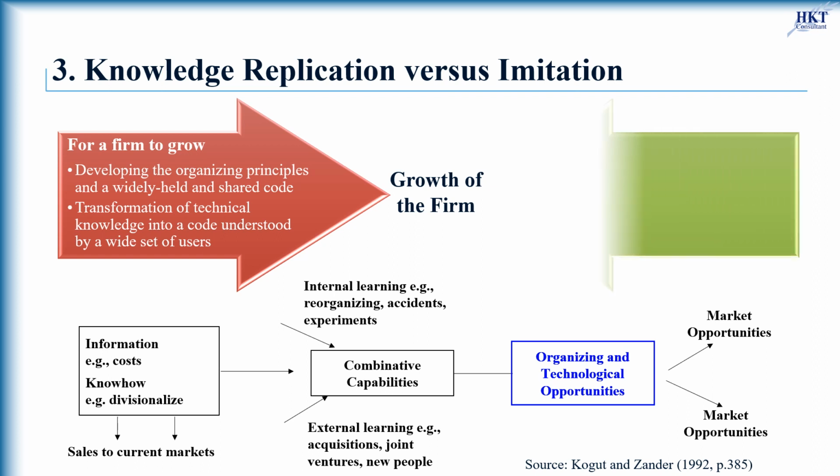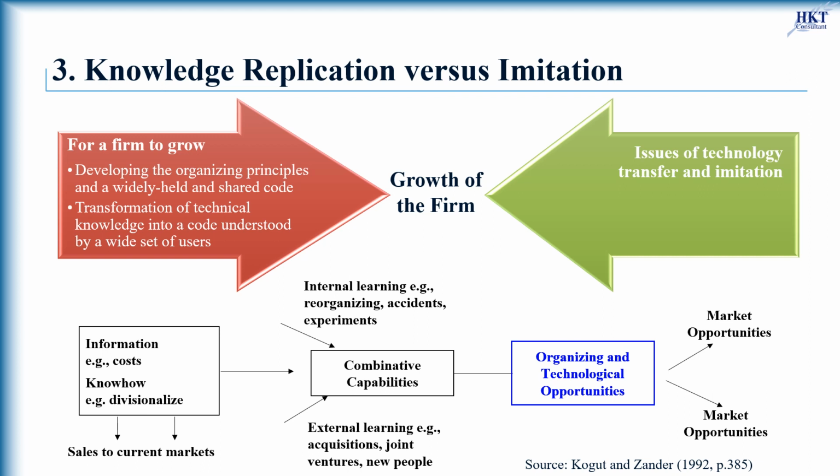The problems of the growth of the firm are directly related to the issues of technology transfer and imitation. Once organizing principles replace individual skills of the entrepreneur, they serve as organizational instructions for future growth. From this perspective, technology transfer is the replication of existing activities. The goal of the firm is to reduce the costs of this transfer, while preserving the quality and value of the technology.